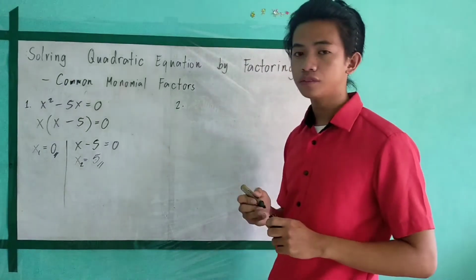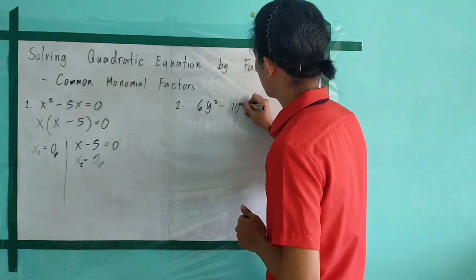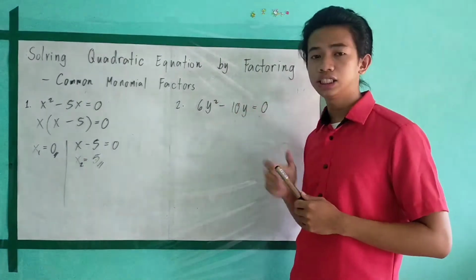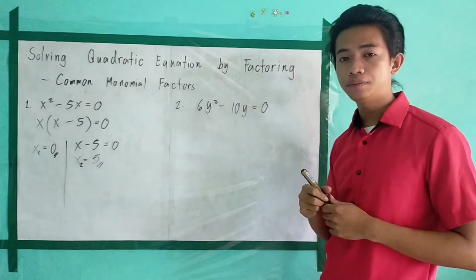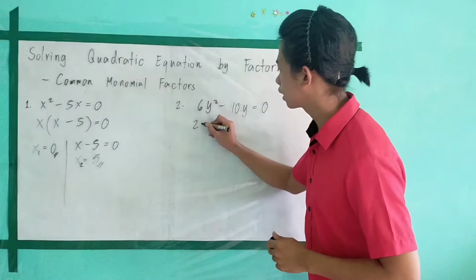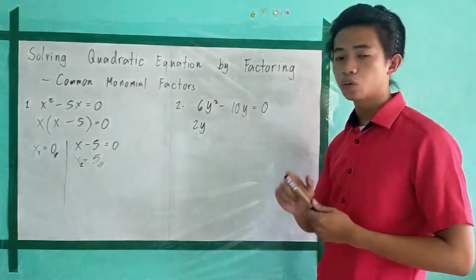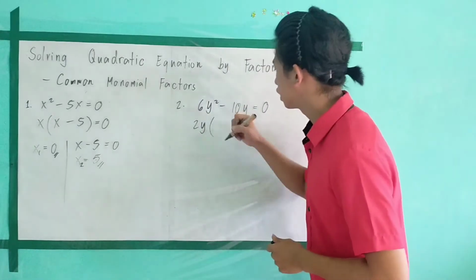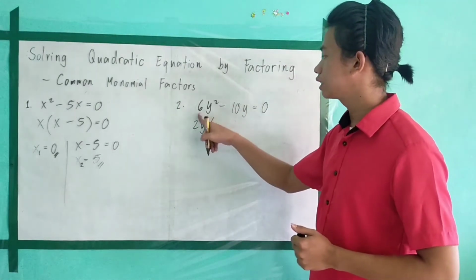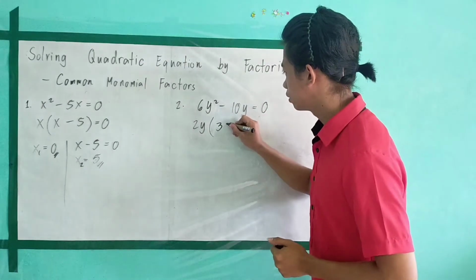Problem number 2. In problem number 2, let's say we have 6y squared less 10y is equal to 0. Again, ano ang GCF natin dito? 6y squared less 10y. So, our GCF is 2. Then, since pareho naman silang may variable y, kunin natin yung variable y. Lowest exponent, 2, then 1. Therefore, 1 ang kunin natin. Now, divide each term by the GCF. 6y squared divided by 2y, or 6 divided by 2, we have 3. Y squared divided by y, we have y.